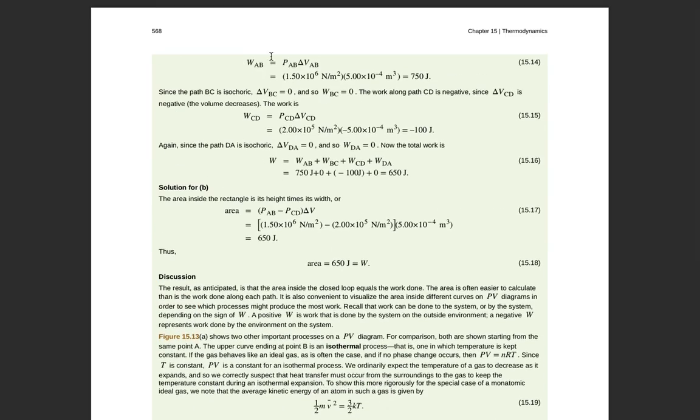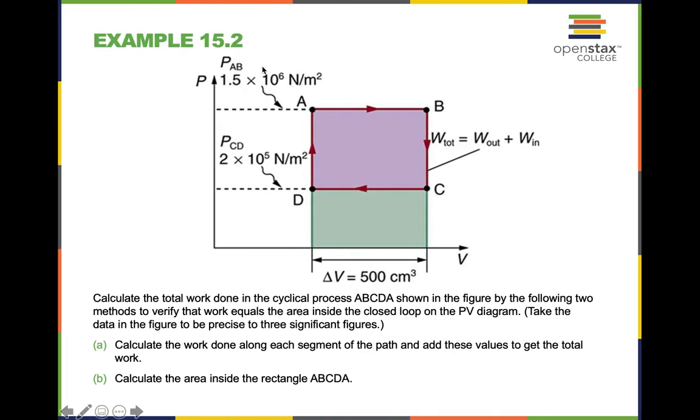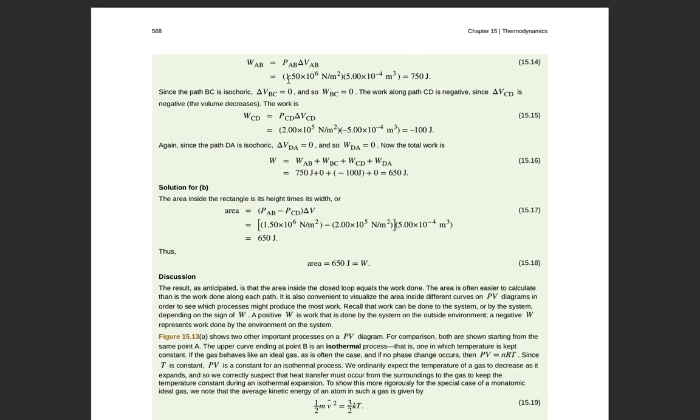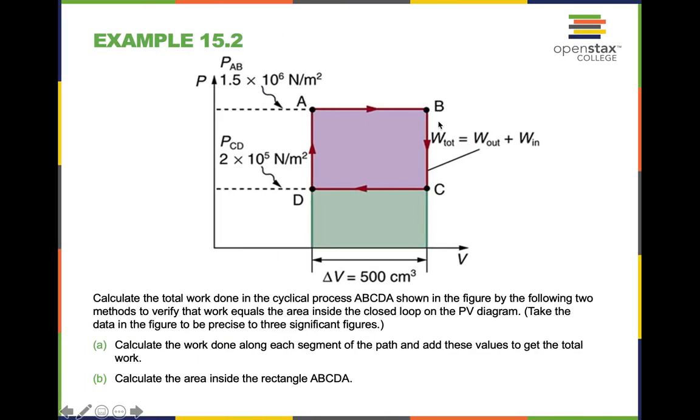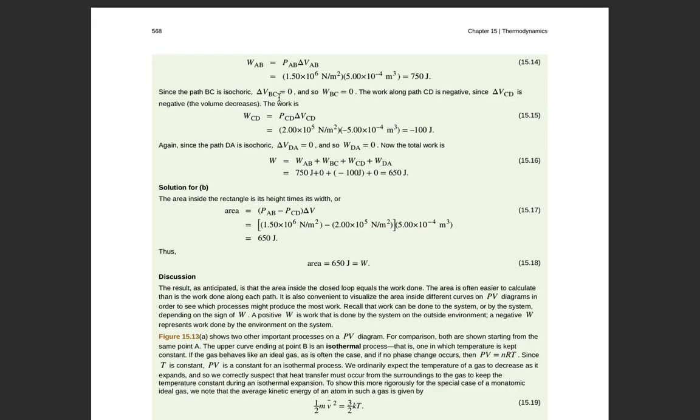So for A, we have work done between A and B. We know that is the pressure of A and B times the change in volume between A and B. So pressure A and B is right here. We have 1.5 times 10 to the 6. And the change in volume between A and B is 500 centimeters cubed. So we just plug in directly to this equation. We have 750 joules. So for B and C, we know that the volume change is 0, right? So the overall work done is 0 for that one.